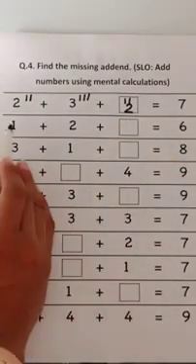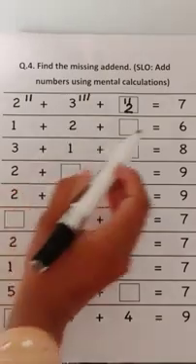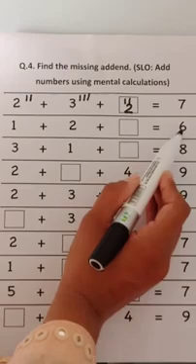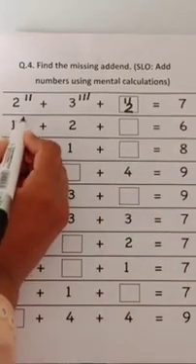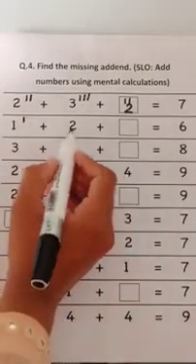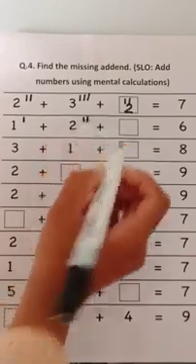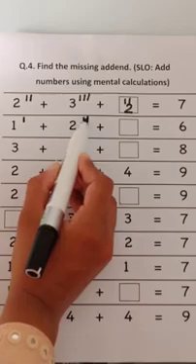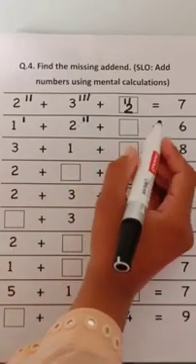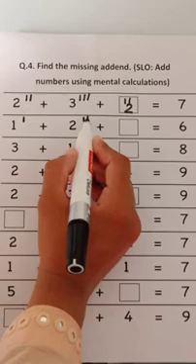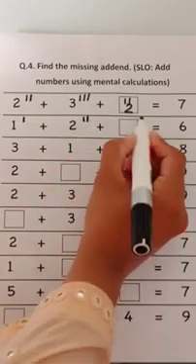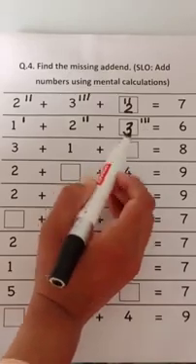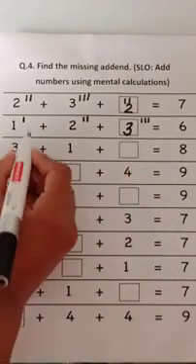Next we have 1 plus blank, and we have to find the number to make it equal to 6. Again, 1 line. Here we have number 2, so I'll draw 2 lines. Let's add them. 1, 2, 3. Now we have to find the number. Let's count from 3. 4, 5, 6. The number is 3.